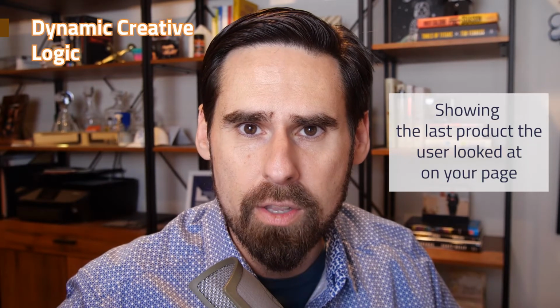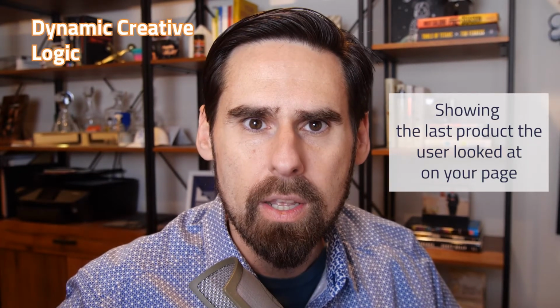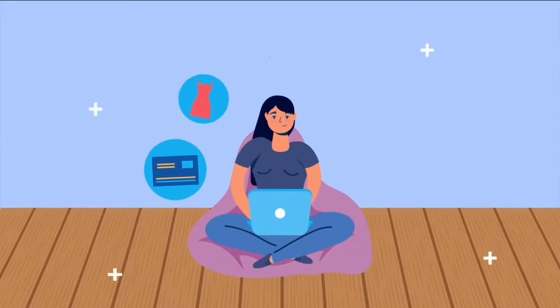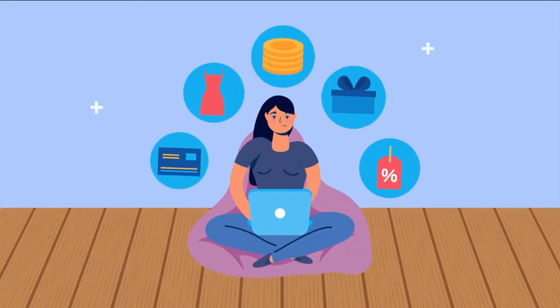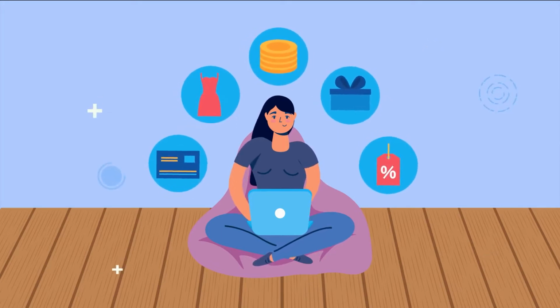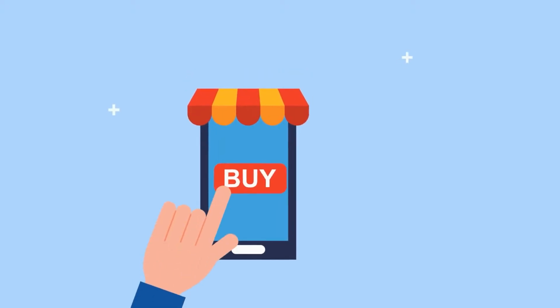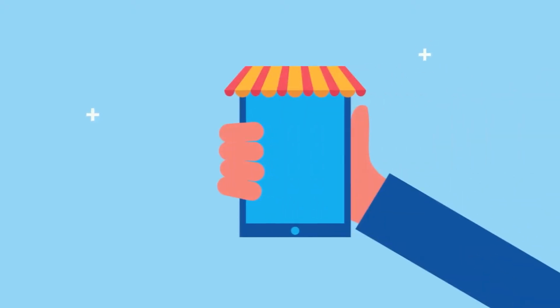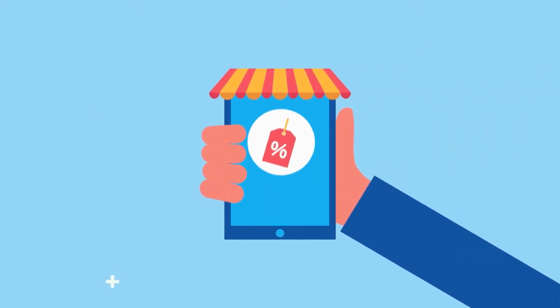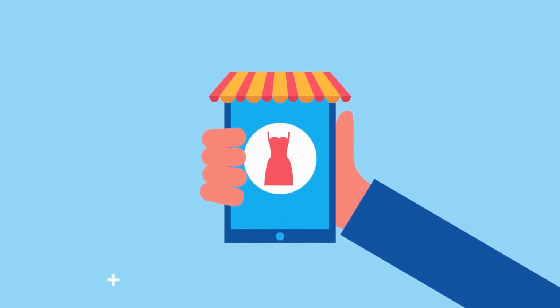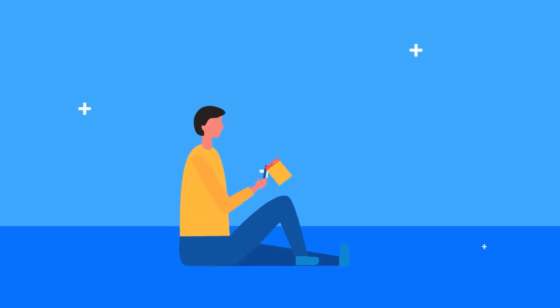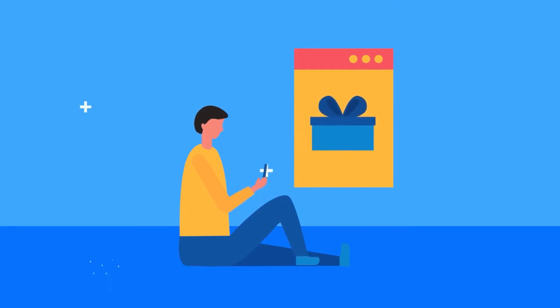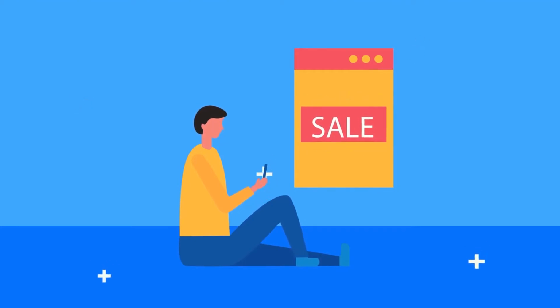So the first element that we're going to discuss is showing the last product the user looked at on your page. So let's say you're an e-commerce retailer, whether you sell tickets to concerts, t-shirts, flashlights, or anything else. You know when a person buys, and more importantly, you know when a person doesn't buy. With dynamic creative remarketing, you can identify the people who haven't bought your product, but abandoned cart, put something in their cart, stopped, and ultimately didn't purchase. And you can go a step further and serve those people up ads when you then see them next and get them to buy your product.